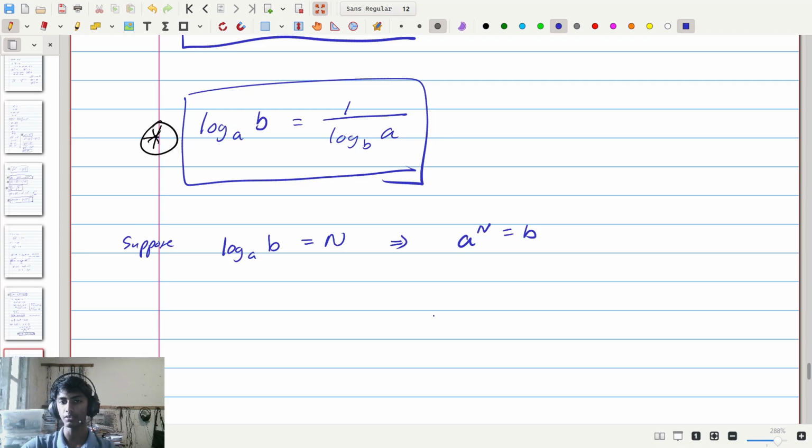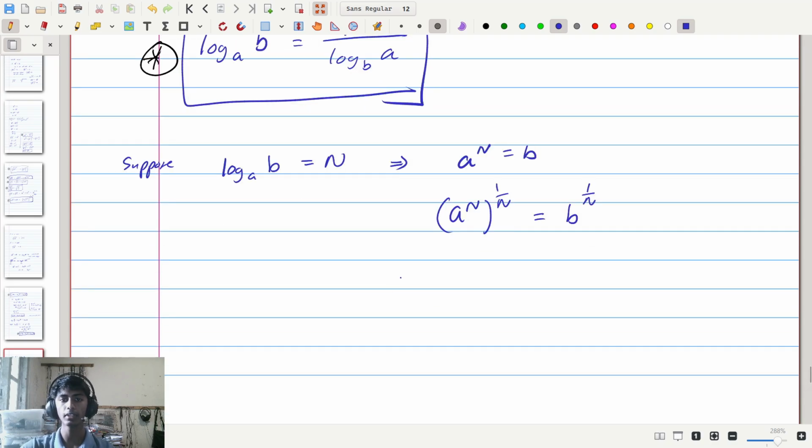So then, from this, let's consider what a is in terms of b. Well, if we take the 1 over nth power of both sides, we get a to the n to the power of 1 over n is equal to b to the 1 over n. On the left hand side, we just have a, because a to the n to the 1 over n is just a to the n times 1 over n, which is just 1. So a to the 1, which is a. So a is equal to b to the power of 1 over n.